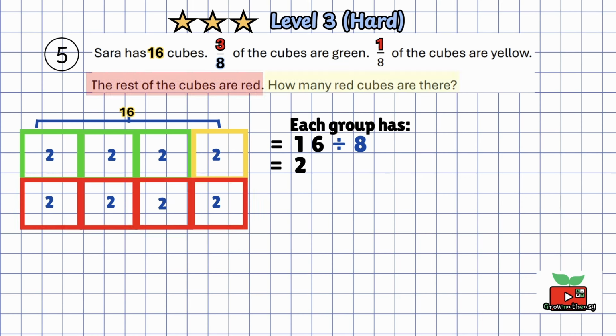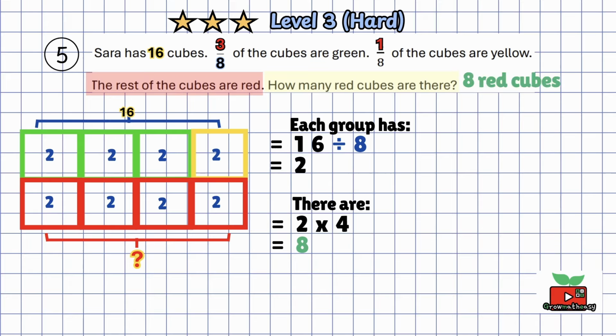To find how many cubes that is, we multiply. 2 times 4 is 8. So there are 8 red cubes. Or, if you like, you can do it in one expression. Divide 16 by 8, then multiply by 4. 2 times 4 is 8. See? Same answer either way. Awesome job on question 5. You're really getting good at these fraction word problems.